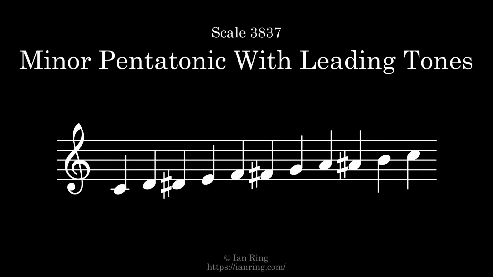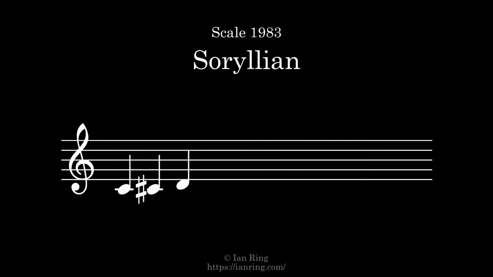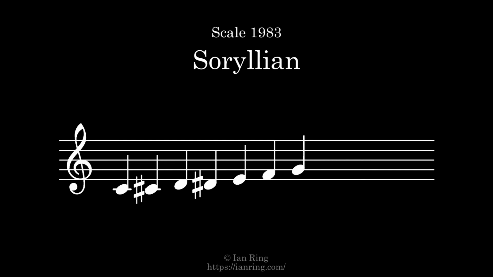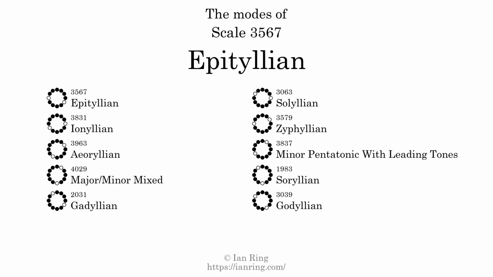The ninth mode is scale 1983, also known as cerulean. It sounds like this. The 10th and last mode is scale 3039, also known as Epityllian. It sounds like this.